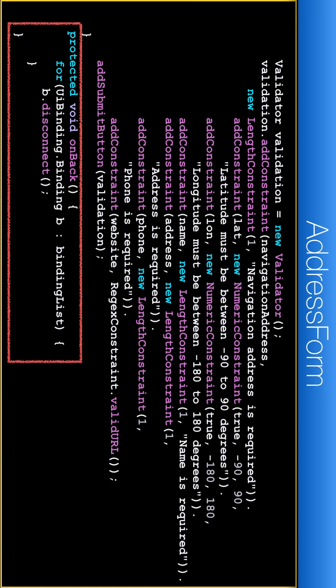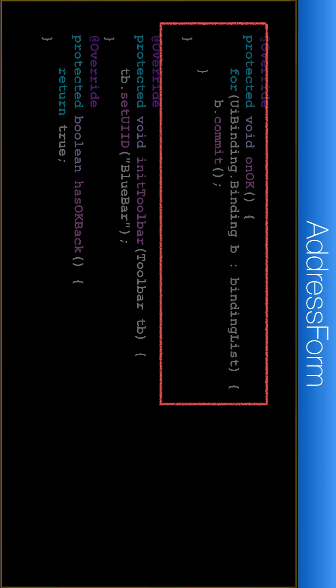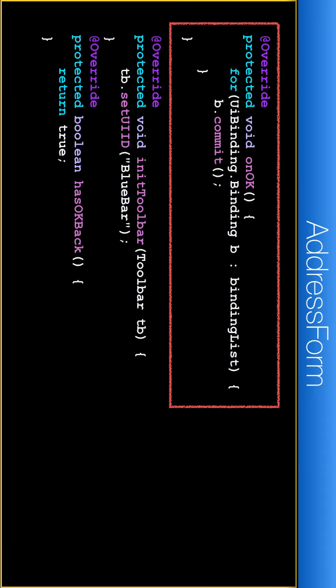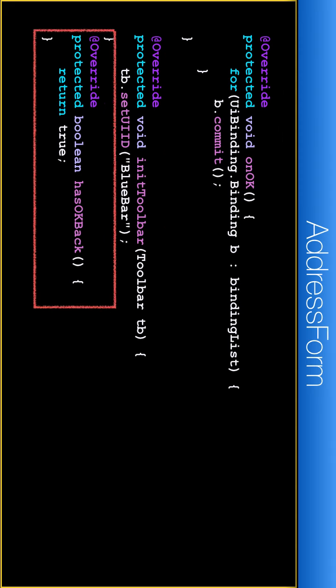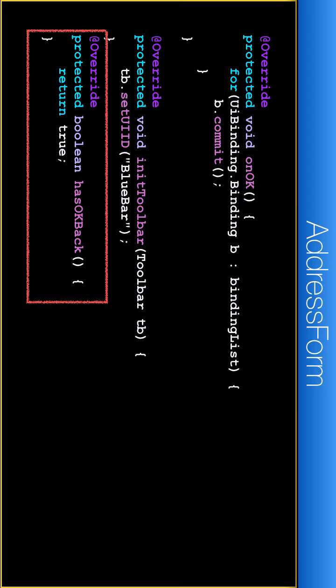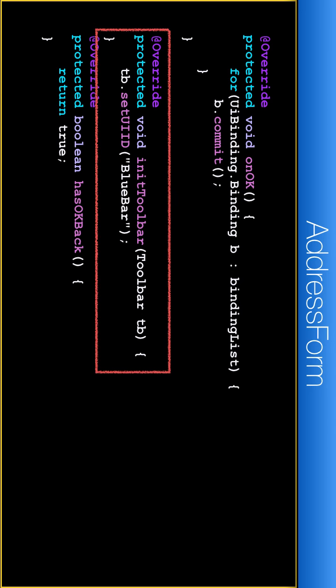Instead of binding listeners, I use the onBack override to implement OK back behavior, but it works exactly the same as before. The same is true for onOK, which also works exactly the same as before. Both are invoked because we returned true from hasOKBack method. We also override the color theme of the toolbar, but this will only apply to the phone UI and not for the tablet UI.